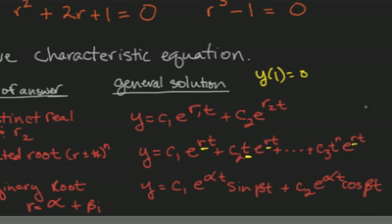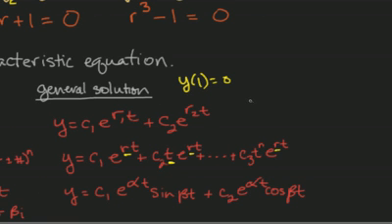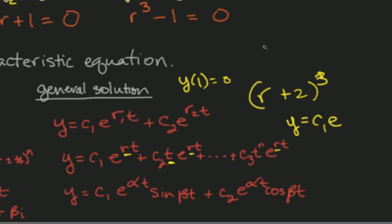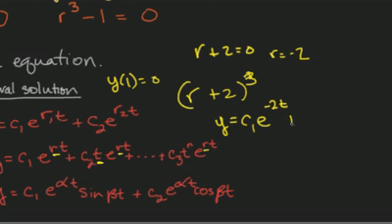So for instance, let me give you an example. I'll do a third one. So let's say we had r plus 2 to the 3rd power. What you would have is y equals c1 e to the, if you set that equal to 0, you get a negative 2, e to the negative 2t. Now, because we can't have a repeated root, we do plus c2 t e to the negative 2t.